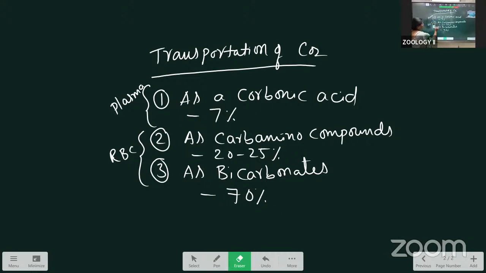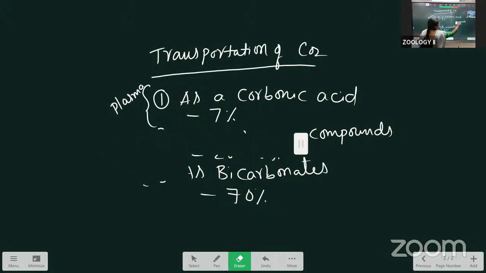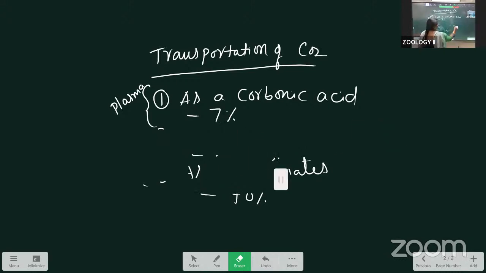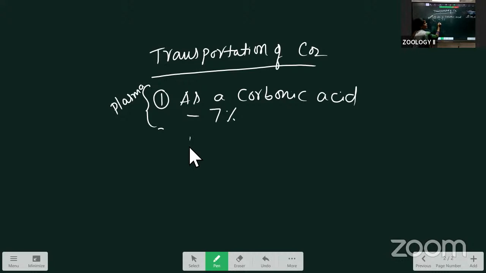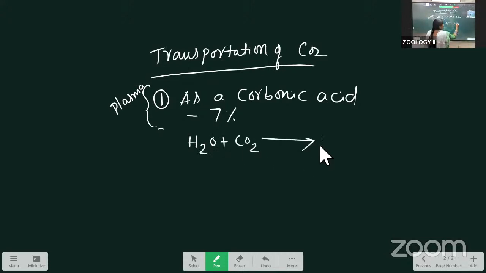See, first one is the carbonic acid. Here, as carbonic acid, the carbon dioxide is transported from the tissues to the lungs. How? Inside the plasma, it is in a dissolved state. Inside the plasma, water is present. That water is added with the carbon dioxide and forms H2CO3.